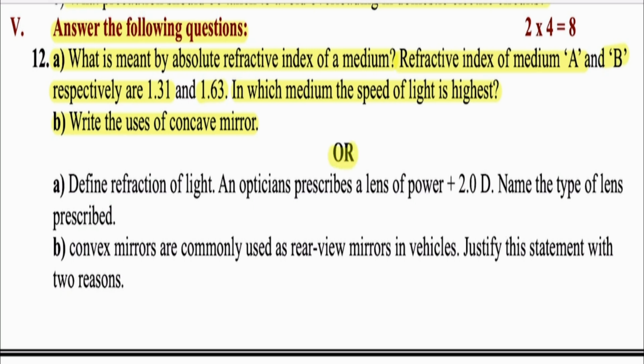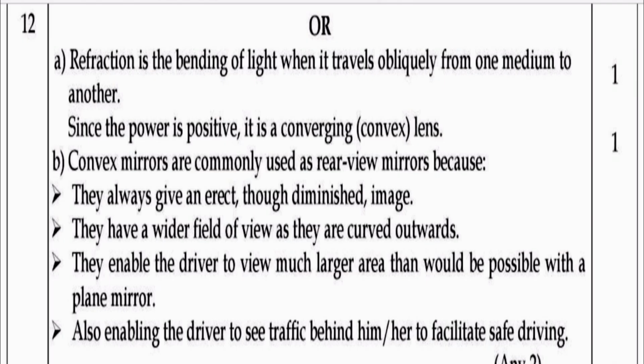Optional question in 12th. A. Define refraction of light. An optician prescribes a lens of power plus 2 D. Name the type of lens prescribed. Refraction is the bending of light when it travels obliquely from one medium to another. Since the power is positive, it is a converging convex lens.